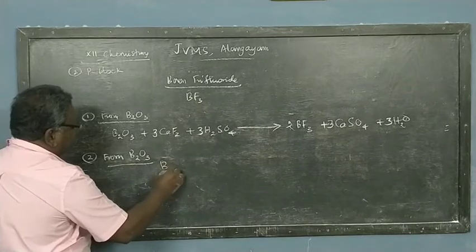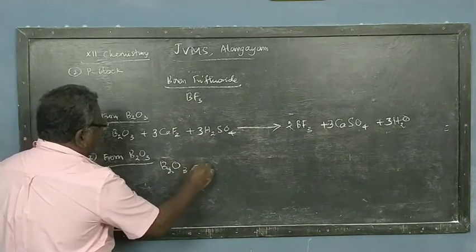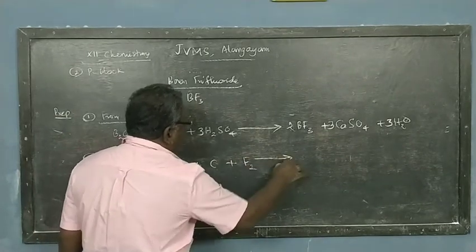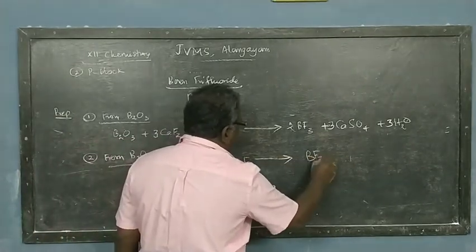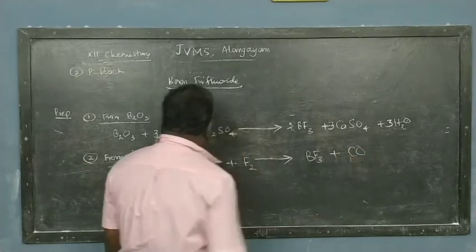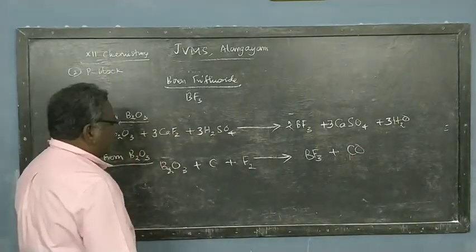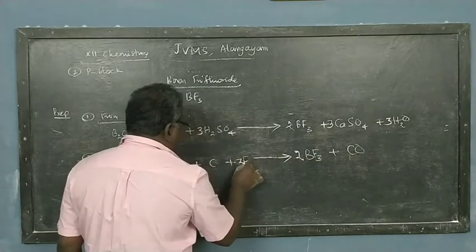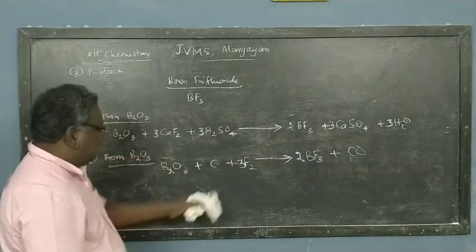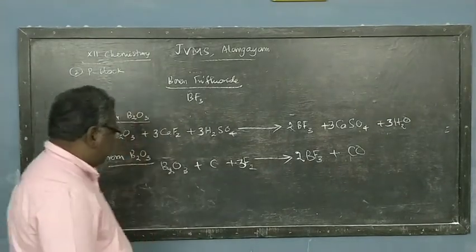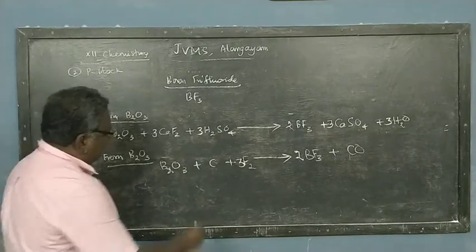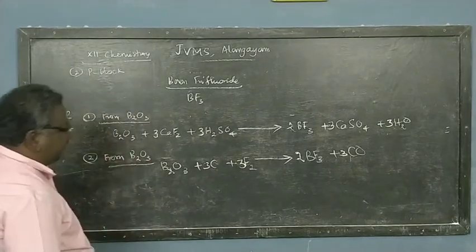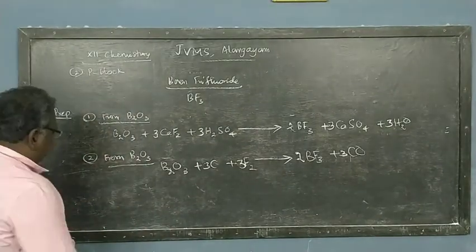So now boron trioxide is heated with coke in the presence of fluorine, and it forms boron trifluoride. And with that, there is liberation of carbon monoxide. Now you got to balance this. This is to be multiplied by 2, and this is to be multiplied by 3. So it is 3 into 2, 6, 2 into 3, 6. Then 3 carbon will remove the 3 oxygen, forming 3 carbon monoxide. So this way also it is being prepared.